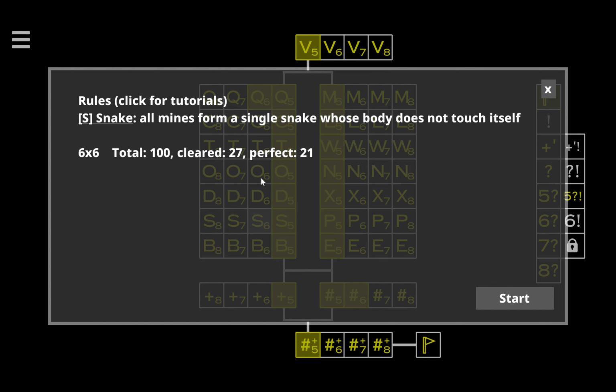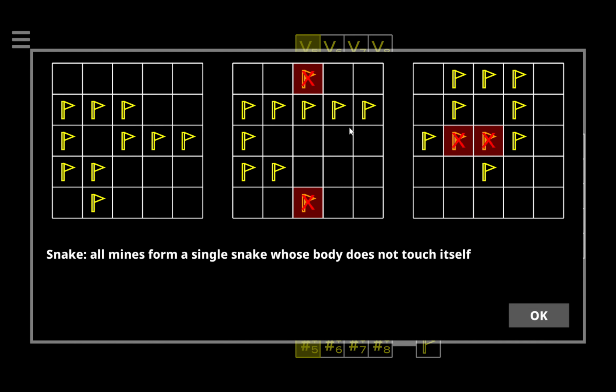Today we are going to be covering Snake. We'll go and get into the rules real quick. This one honestly is also better explained visually. The basic idea is you just need to have one orthogonal group of cells where they just make a one block wide snake going around.